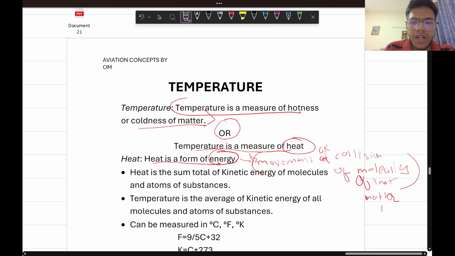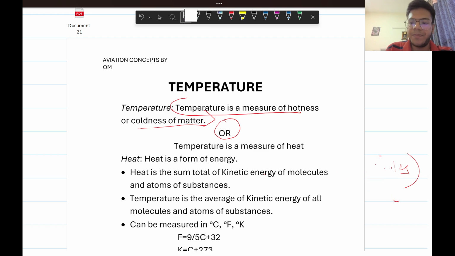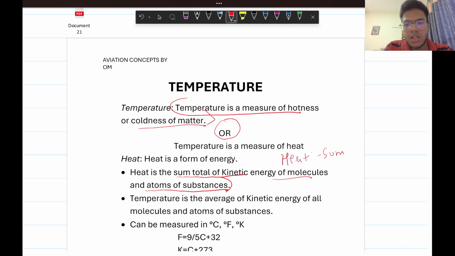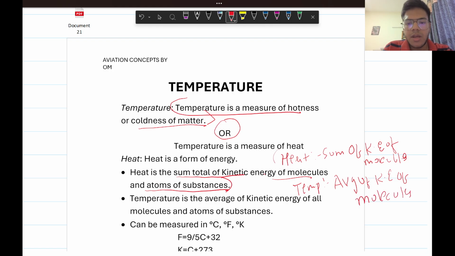Now, guys, in terms of molecules, there are two definitions, of heat and temperature. Heat is basically the sum total of kinetic energy of molecules and atoms of substances. Basically, heat is the sum of kinetic energy of molecules, and on the other hand, temperature is the average of kinetic energy of molecules. Guys, I will tell you the difference between heat and temperature.